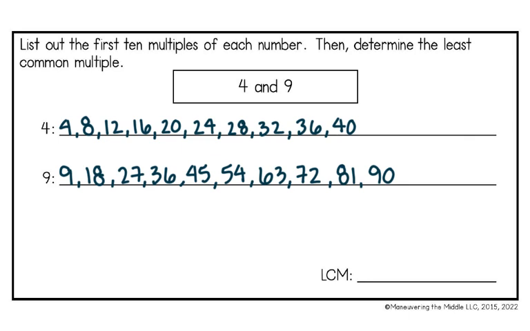So now we're going to look and see which numbers they have in common. So do they have 4 in common? Nope. 8? Nope. 12? Nope. 16? Nope. 20? Nope. 24? Nope. 28? Nope. 32? Nope. 36? Yes. And so since 36 was the first number we got to, it's also going to be our least common multiple, otherwise known as our LCM. So for this example, our LCM is 36.